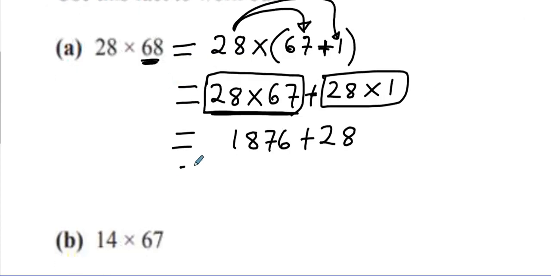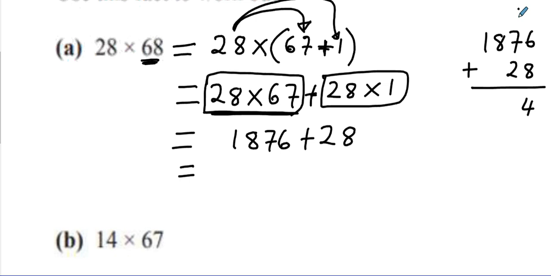Okay, now, what is 1876 plus 28? 1876 plus 28. What is the answer? 6 plus 8 is 14, carry 1. 7 plus 2 is 9, add 1 is 10, carry 1. 1 plus 8 is 9. And therefore, the answer is 1904. This is the answer.